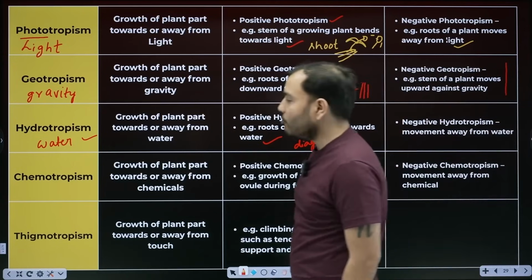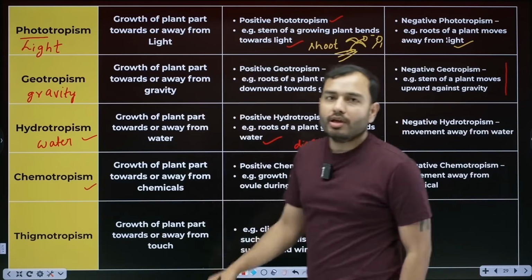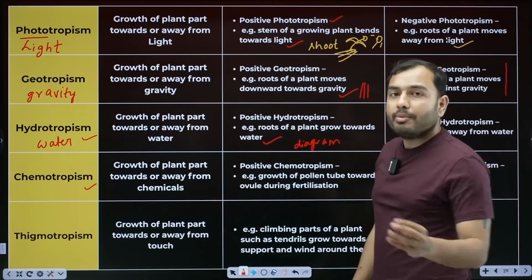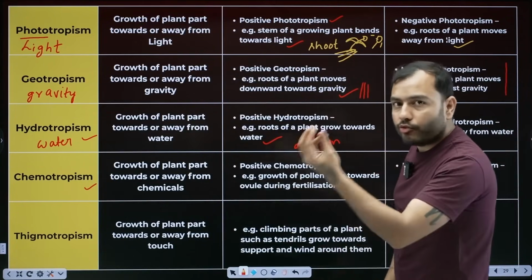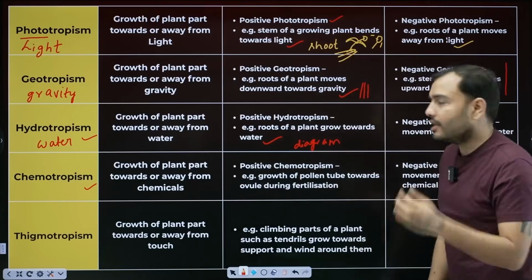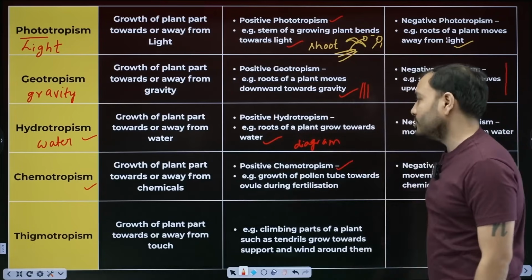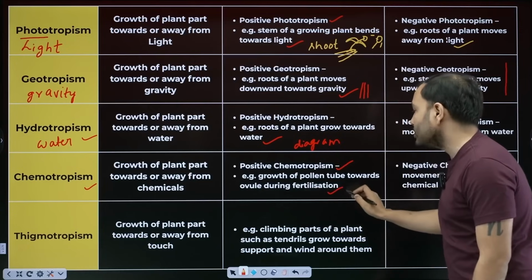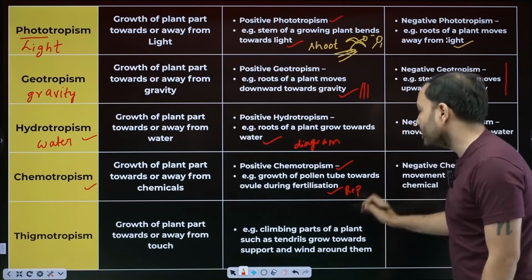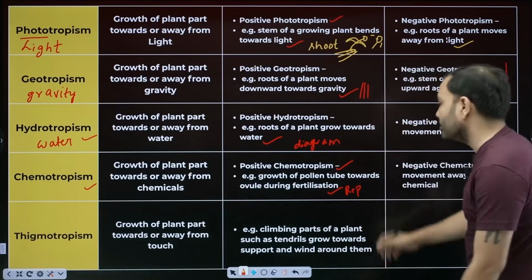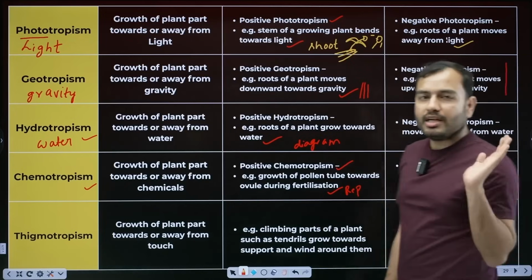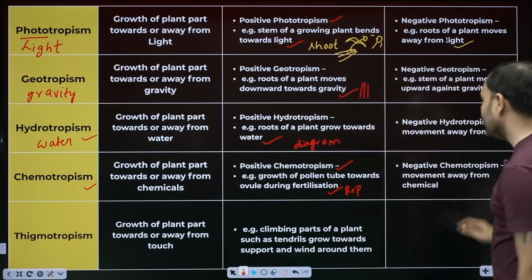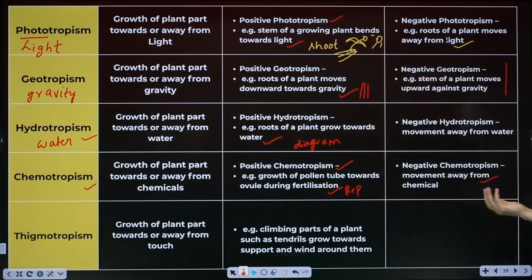Next is chemotropism. Chemo means movement towards or away from a chemical. It has only one example. The male part of the plant, the pollen, goes towards the female part, the ovule, for a chemical. Positive chemotropism: growth of pollen tube towards ovule during fertilization. You will find this in the next chapter when we study reproduction. Positive chemotropism means movement towards a chemical. There is no example of negative movement away from a chemical.